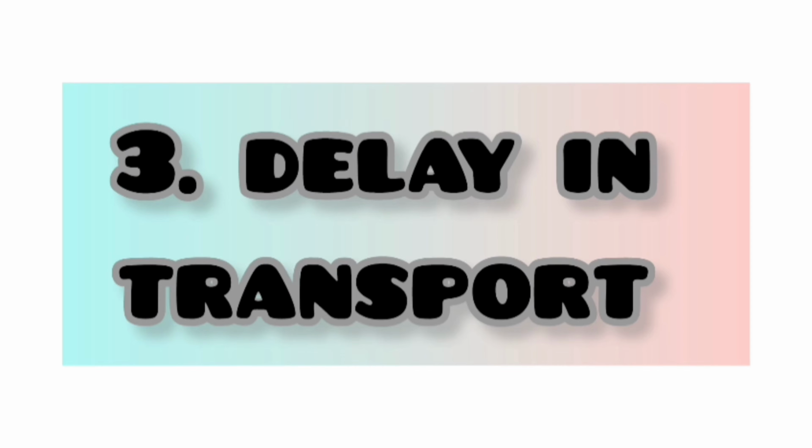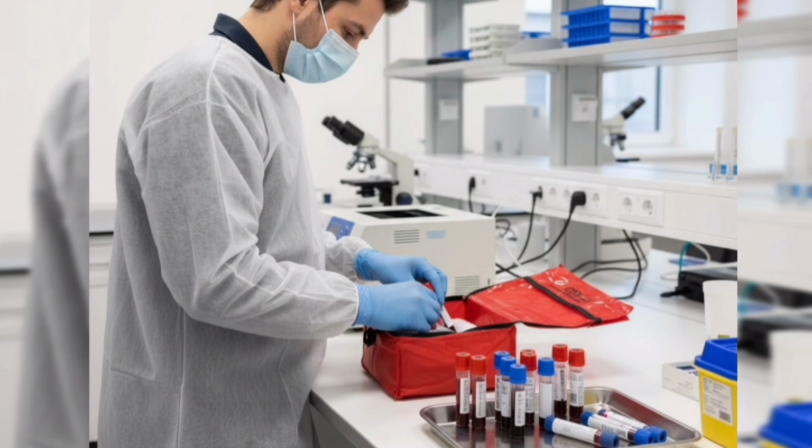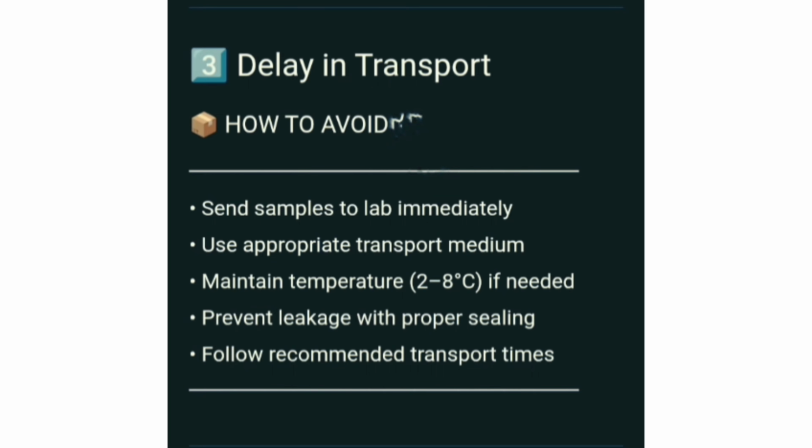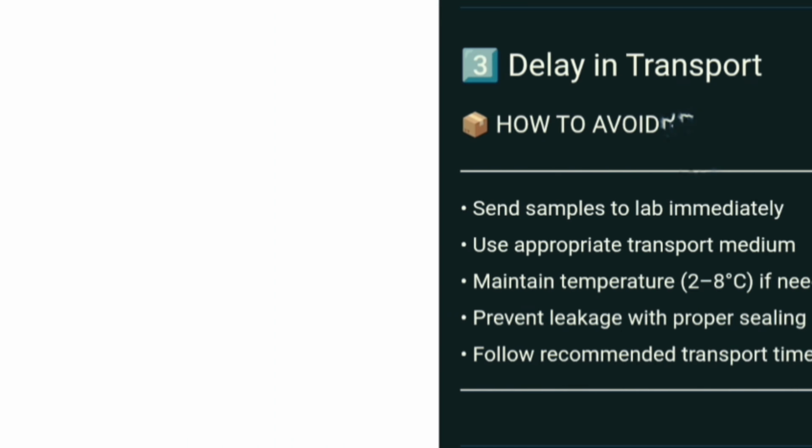The third type of mistake is delay in transport. The samples reaching the lab very late, the temperature of the samples while transporting is not maintained, and also the leakage of sample while transport. How to avoid these mistakes? Follow transport guidelines. Use transport mediums for swabs. And also maintain proper temperature, especially 2 to 8 degrees Celsius when required.